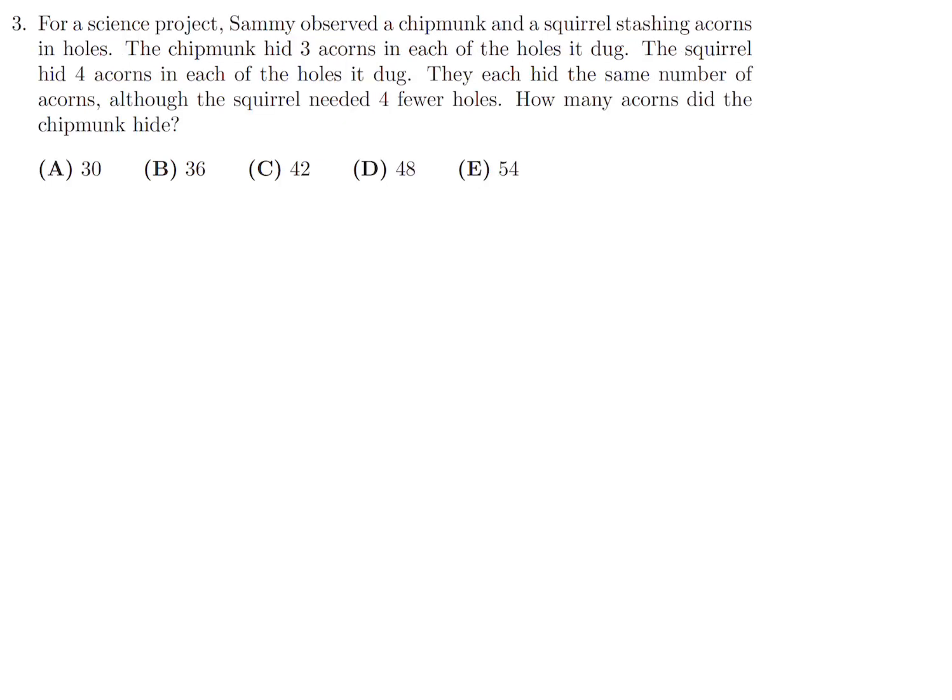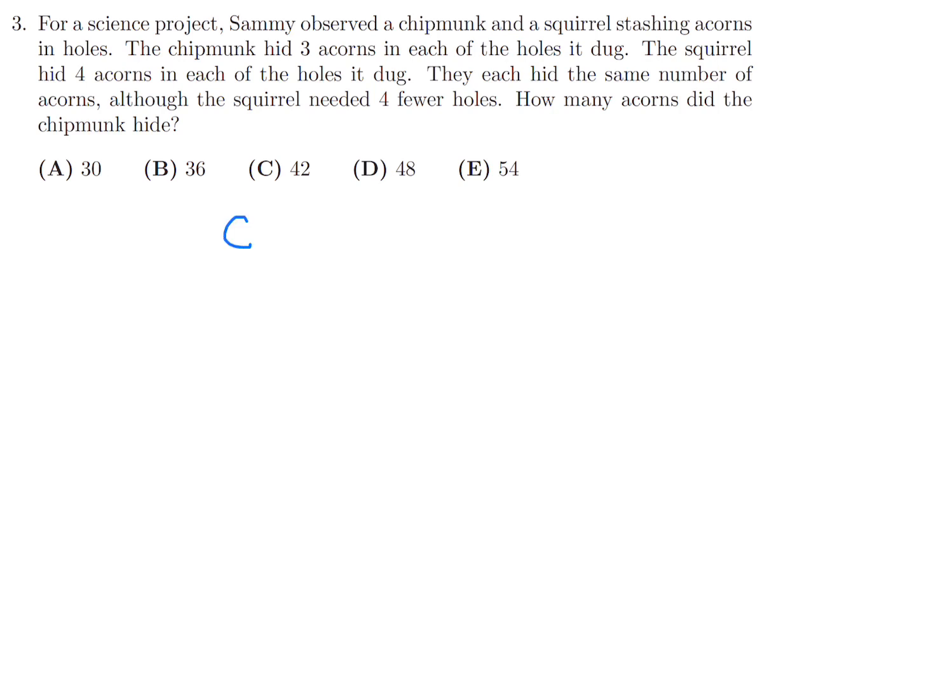For a science project, Sammy observed a chipmunk and a squirrel stashing acorns in holes. The chipmunk hid 3 acorns in each of the holes it dug. The squirrel hid 4 acorns in each of the holes it dug. They each hid the same number of acorns, although the squirrel needed 4 fewer holes. How many acorns did the chipmunk hide?